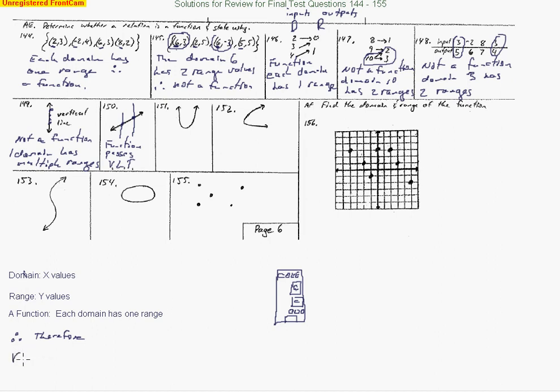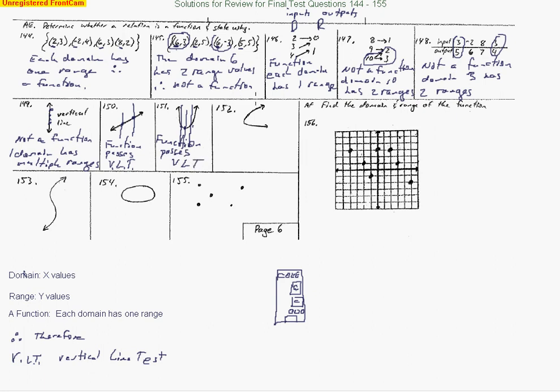Let's write that down. VLT represents our vertical line test. So this one here, just pass a vertical line through and see if you can get it to cross more than one time. Nope, it just crosses one time.